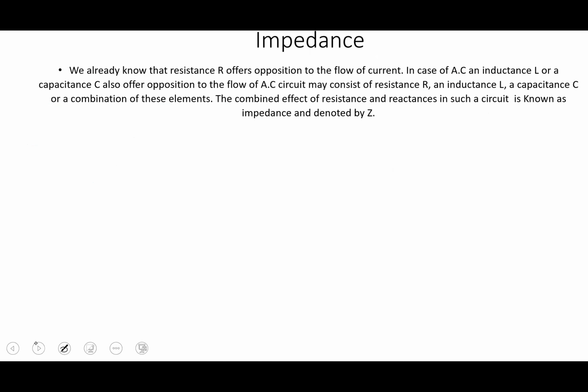Impedance. Now, what is impedance? We already know the resistance R is the opposition to the flow of current. In the case of alternating current, an inductance L or a capacitance C also offers opposition to the flow of current. AC circuits may consist of resistance, inductance, capacitance, or a combination of these elements. When they combine to form a resistance, this is known as impedance.